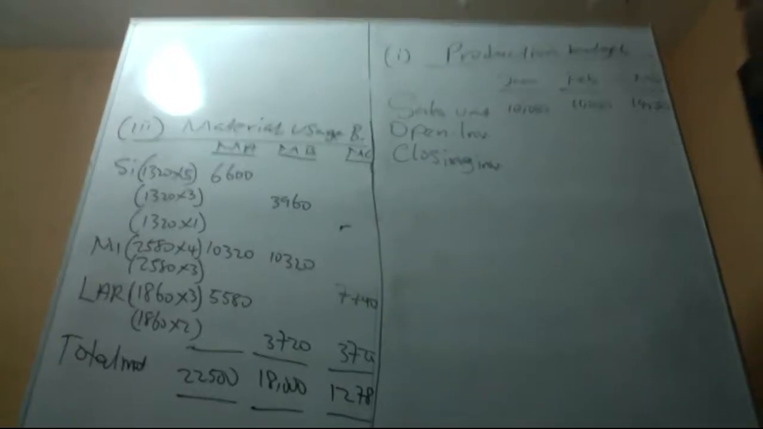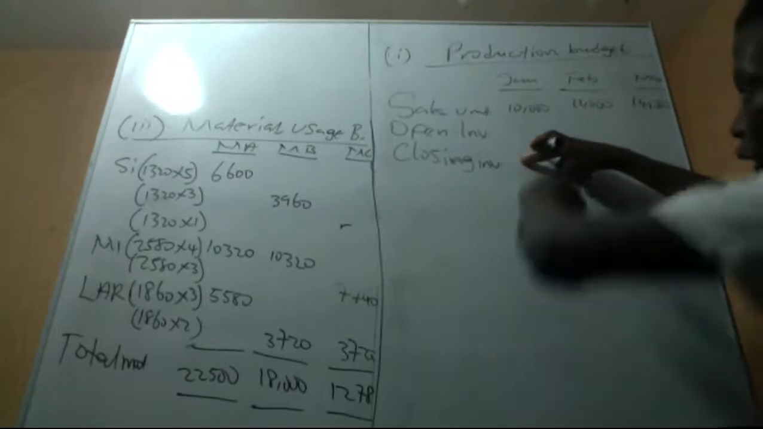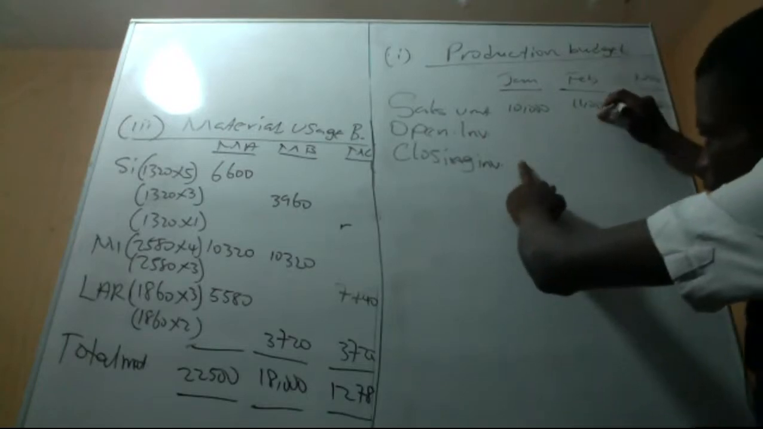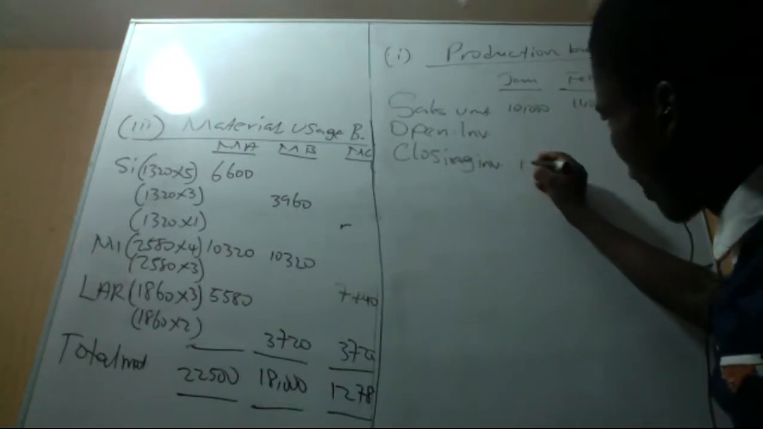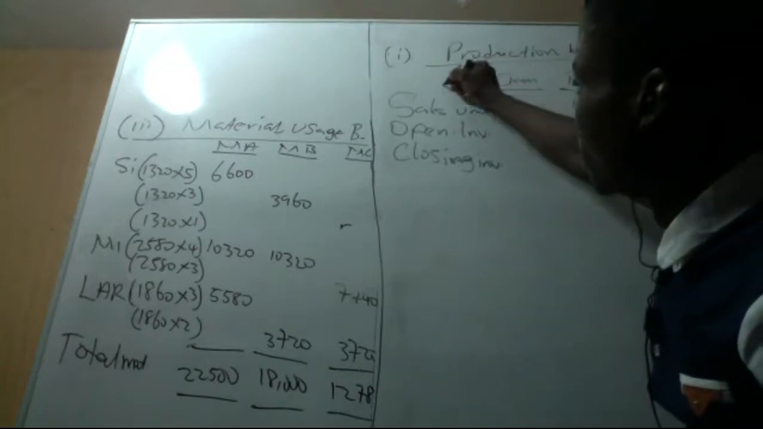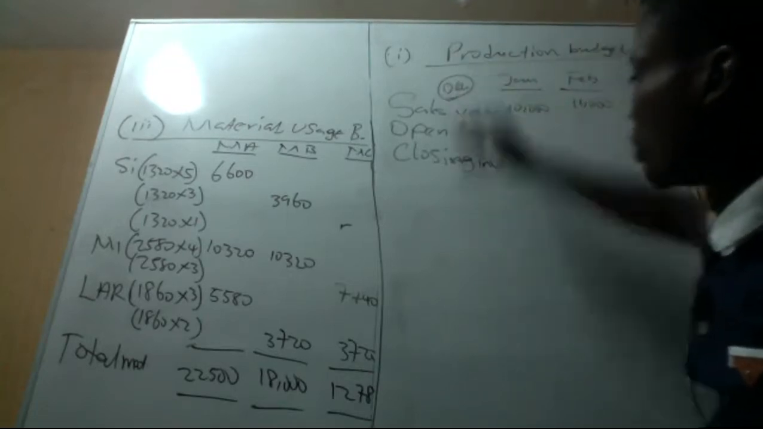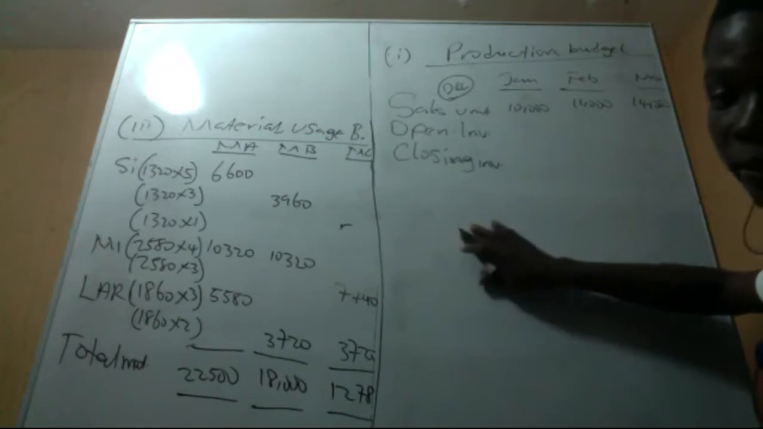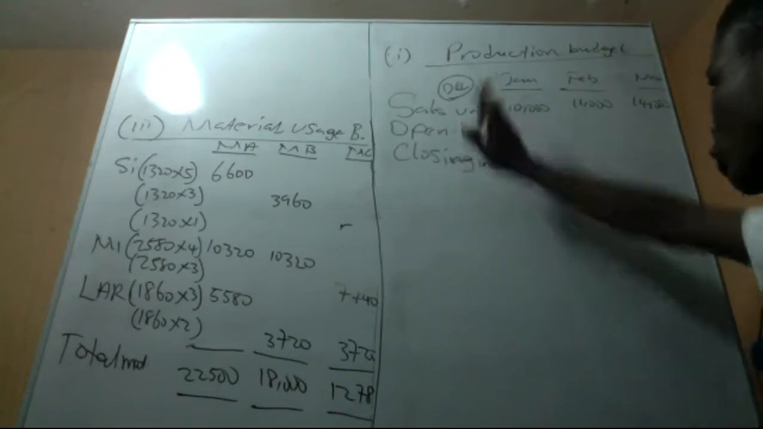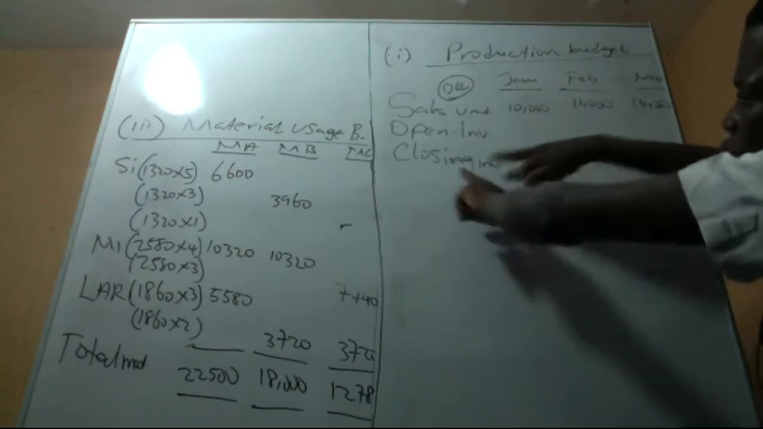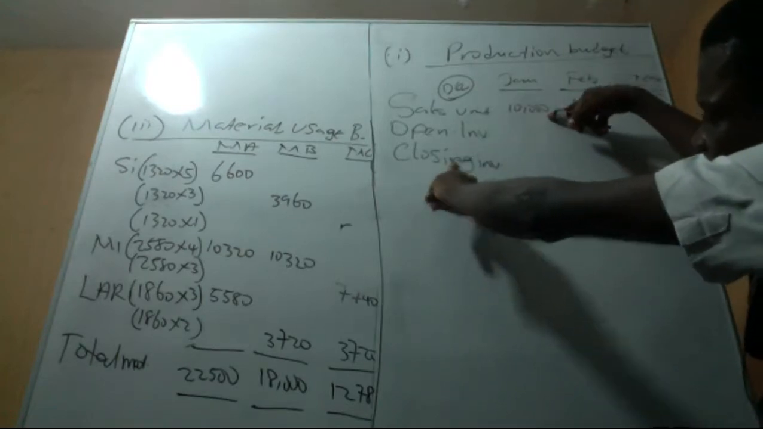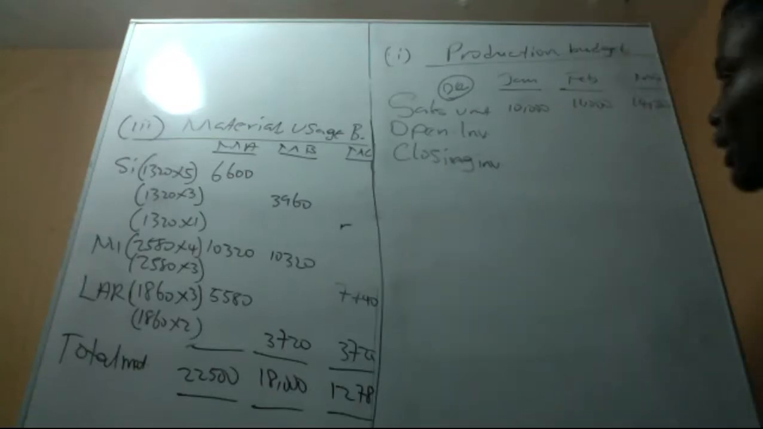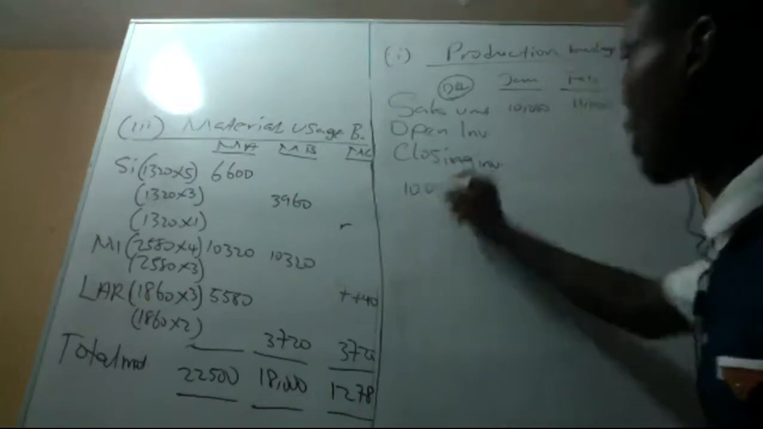So if I want the closing inventory for January, I have to take 10% of February sales. So 10% of 11,000 is 1,100. Let me put it here. Let me even start from December, though it's not part of the solution. December closing inventory will be 10% of January sales. 10% of 10,000 is 1,000, so put 1,000 here.